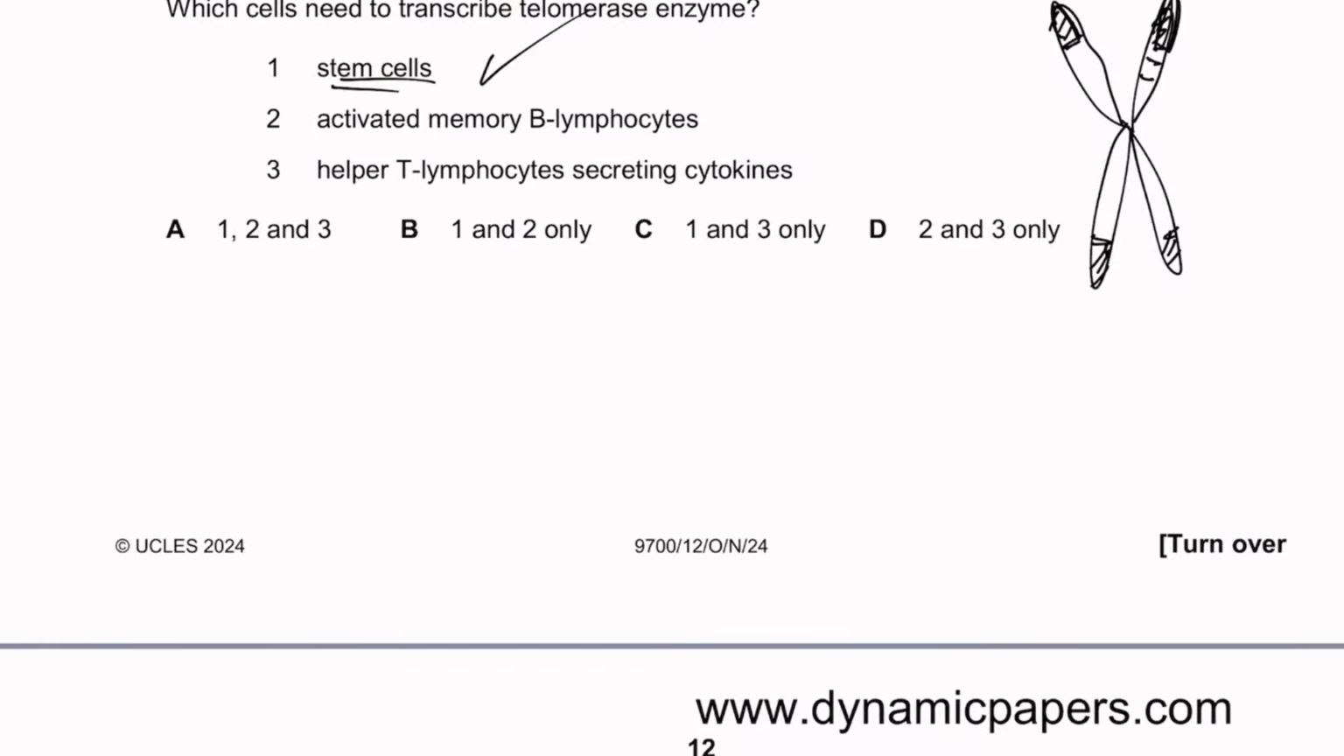Activated memory B lymphocytes also divide a lot. They produce plasma cells, and so since they divide quite a lot, we're actually going to need some telomerase here. Helper T lymphocytes secreting cytokines are just doing protein synthesis. They're not going to require telomerase enzyme. 1 and 2 only, which is B.